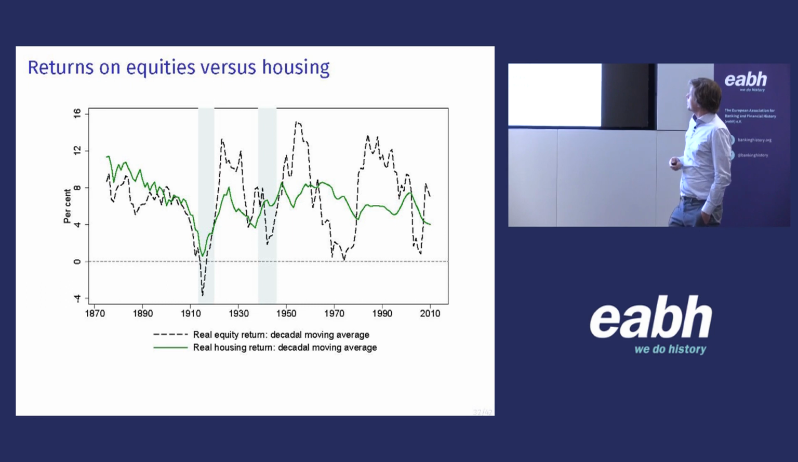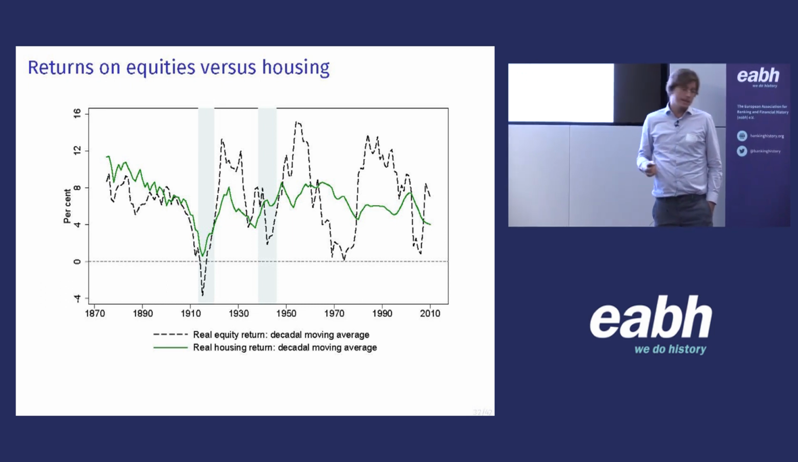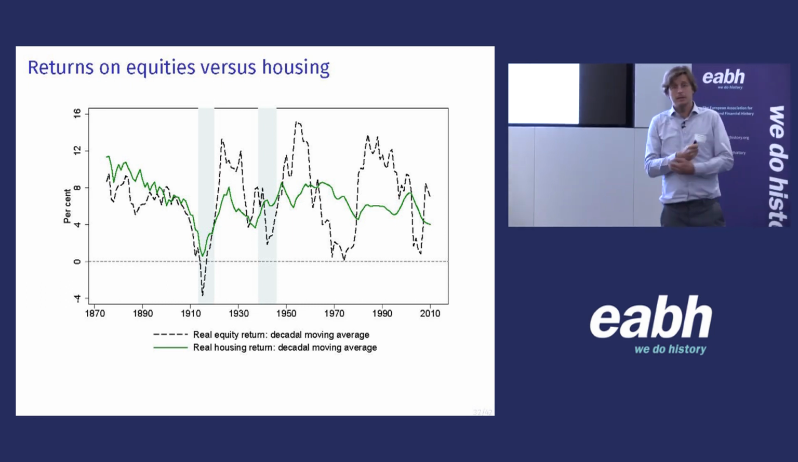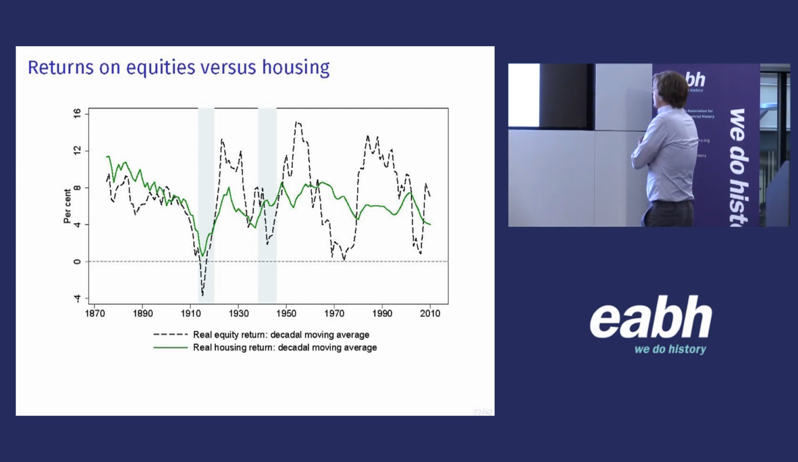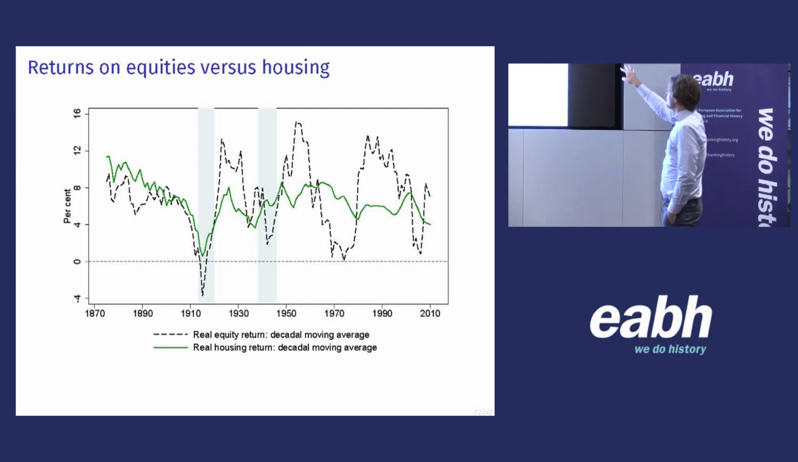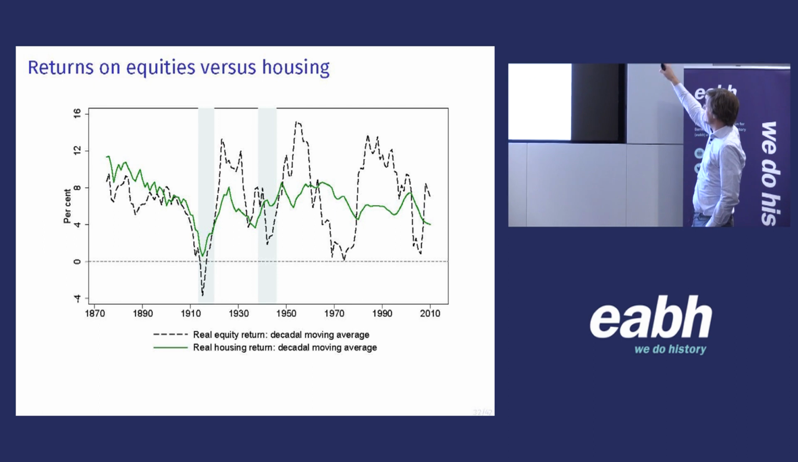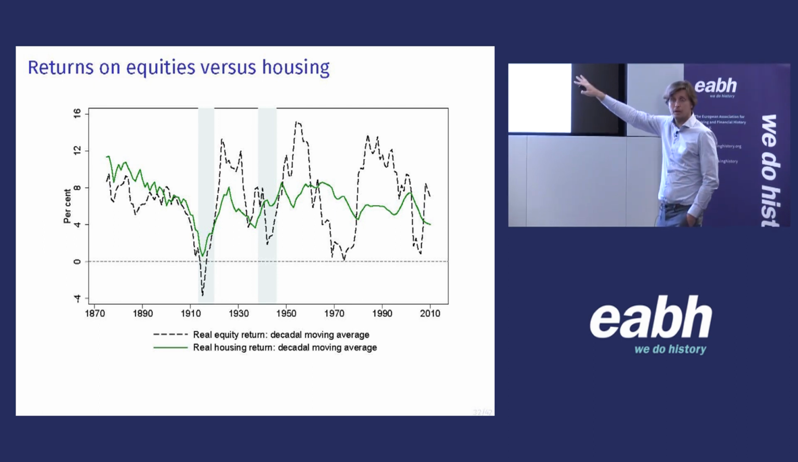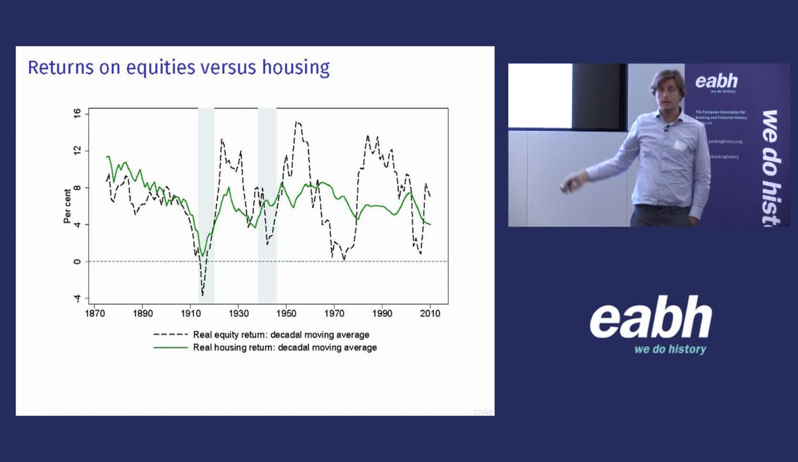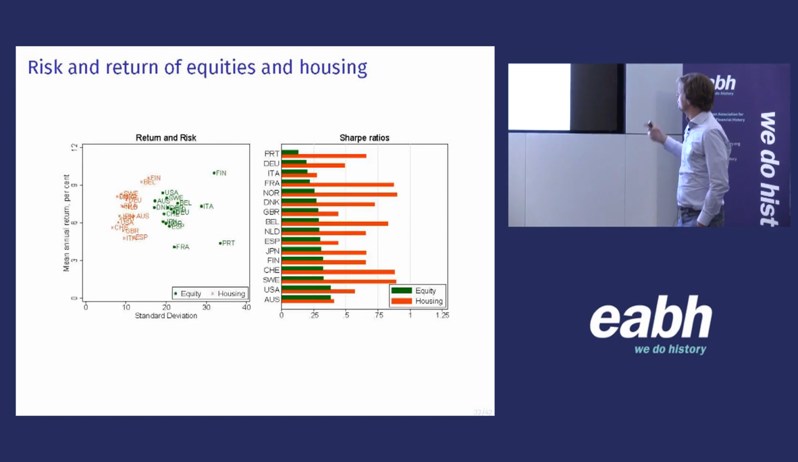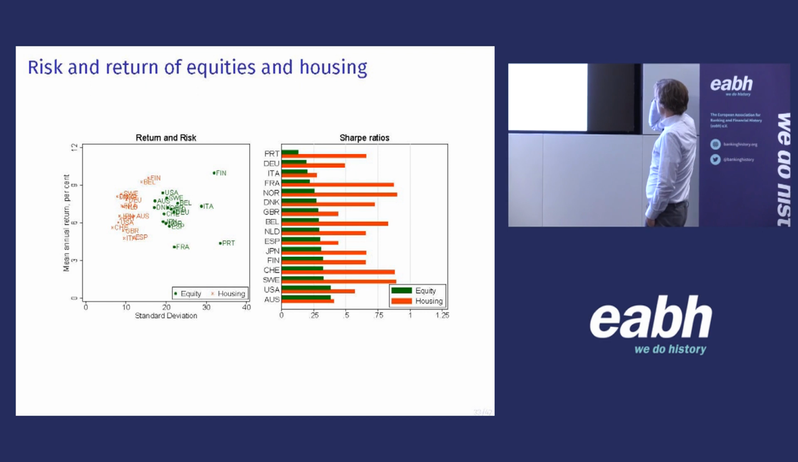Okay. See here one last statement about volatility. The green line being housing returns. This is smoothed over 10 years, and the black dotted being long-run equity returns. You see that for the green line, the mean is the same for the two, but the green is much less volatile. And that's a final puzzle that we expose in the paper.